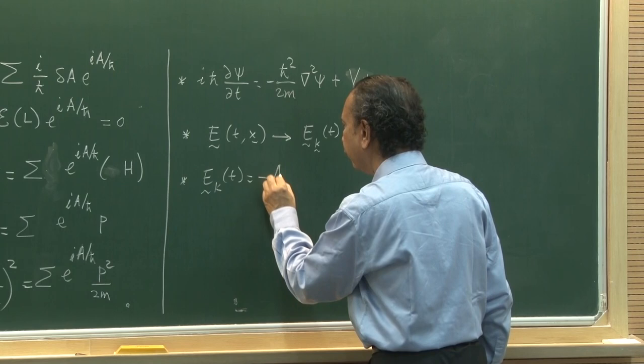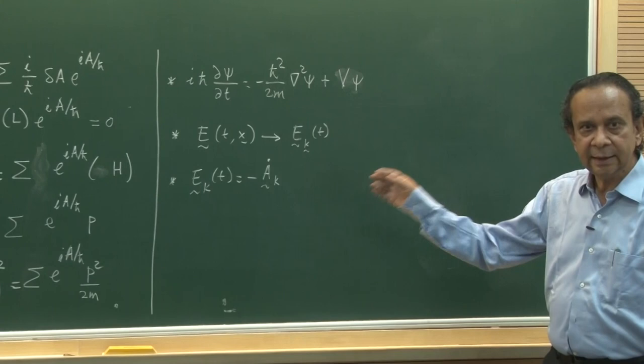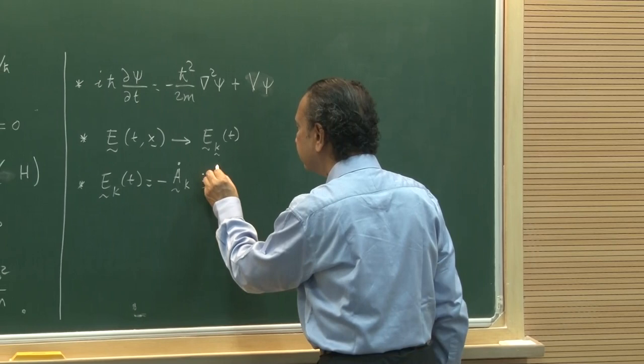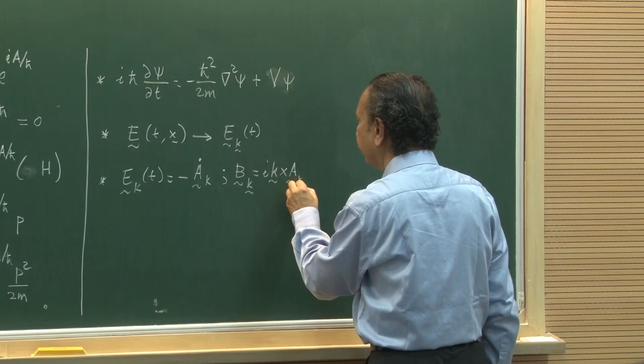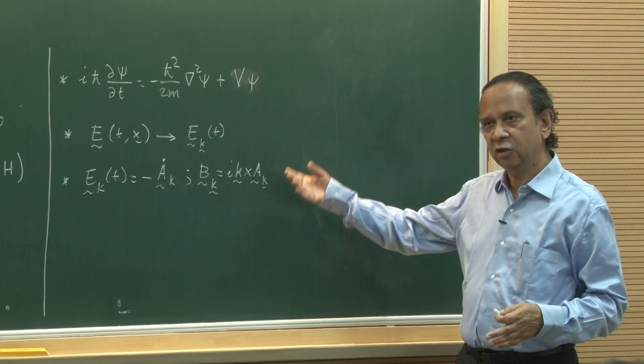A_k dot, where A is the vector potential, and B_k at any time t is i k cross A_k. This is just B being equal to curl of A. Curl becomes i k operator with a cross product in the Fourier space. I hope you are again with me. This we did in the first lecture.